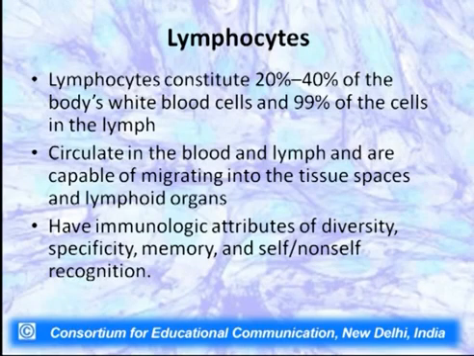They circulate in the blood and the lymph and are capable of migrating into the tissue spaces and to the lymphoid organs. Now these are very important cells, because these are the cells that have the properties of the adaptive immune system, that is diversity, specificity, memory and self non-self recognition. These are the 4 factors which make them the very important cells of the adaptive immune system. This was what we had covered in the last lecture. So we know what is hematopoiesis, we know what are lymphocytes.